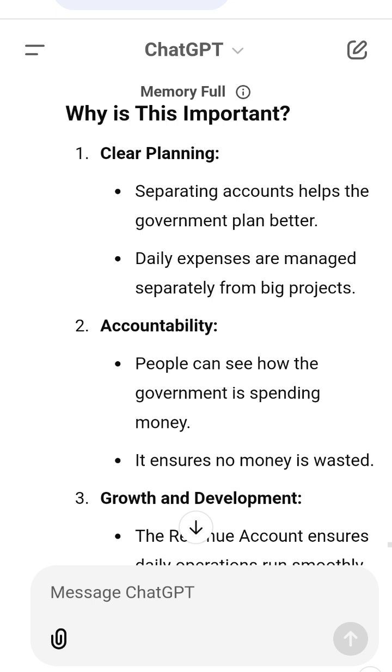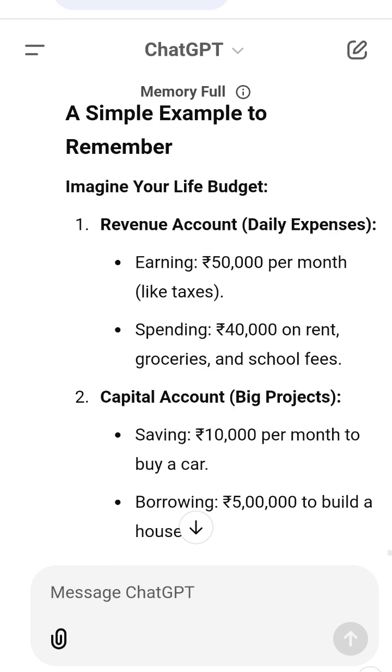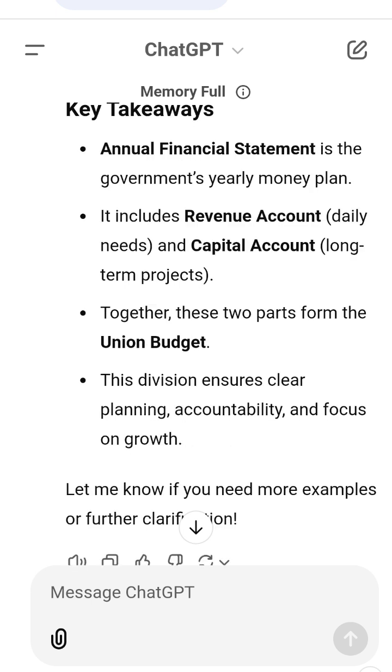Key takeaways. Annual financial statement is the government's yearly money plan. It includes revenue account, daily needs, and capital account, long-term projects. Together, these two parts form the union budget. This division ensures clear planning, accountability, and focus on growth.